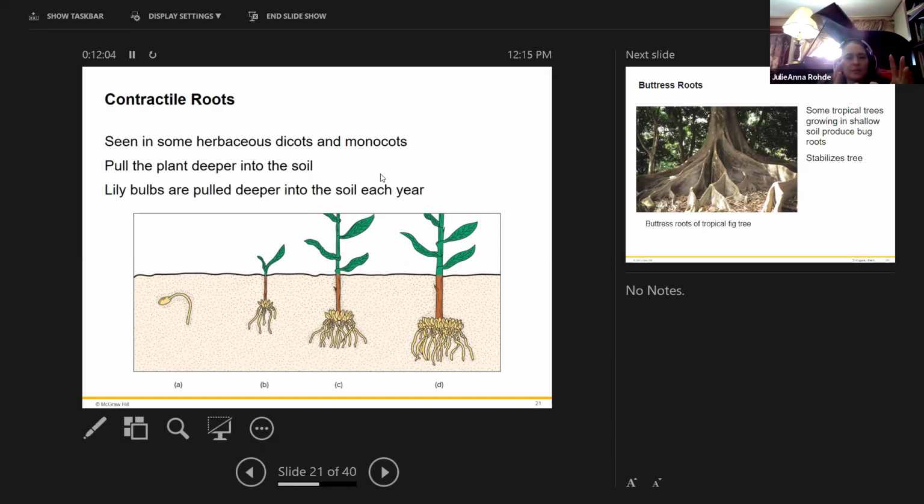So what contractile roots do is, as the plant grows, they grow and then they shorten. You had that region of elongation, but these also have the ability to contract their cells into a smaller size, and that's going to actually pull the stem down into the ground, into the soil. This helps strengthen the plant's position in the soil. Lily bulbs experience this. They're pulled deeper into the soil each year.